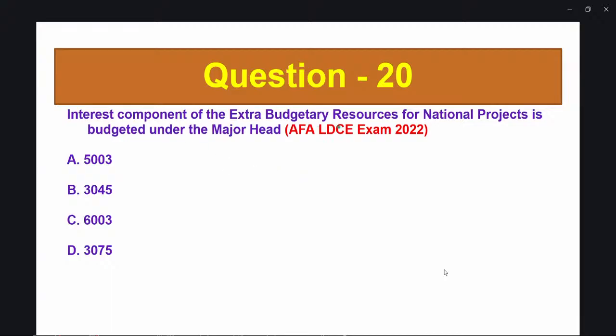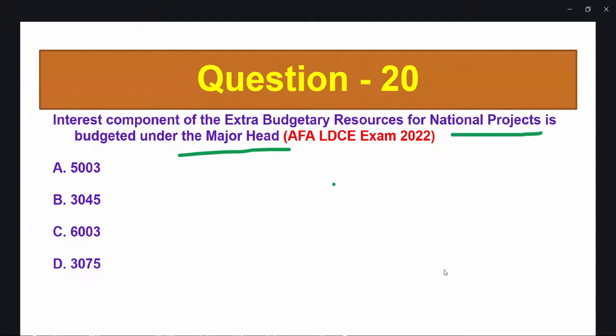Interest component of the extra budgetary resources for national projects is a major head. This is a little difficult question. But we'll check all the major heads now. Yeah, please raise your hand if you are proficient and confident in the major heads. Yeah, Karnal Singh ji, please unmute. Good morning, sir. Yeah, the answer?